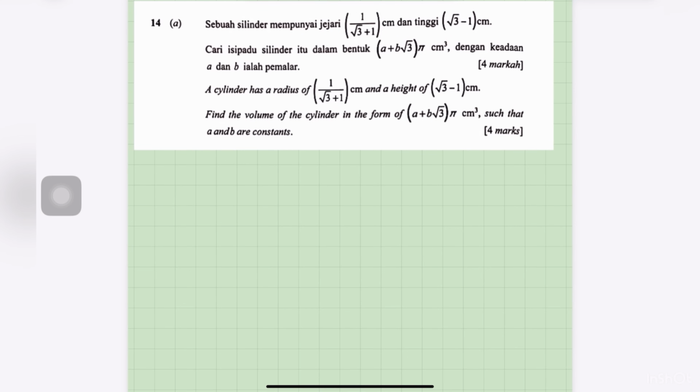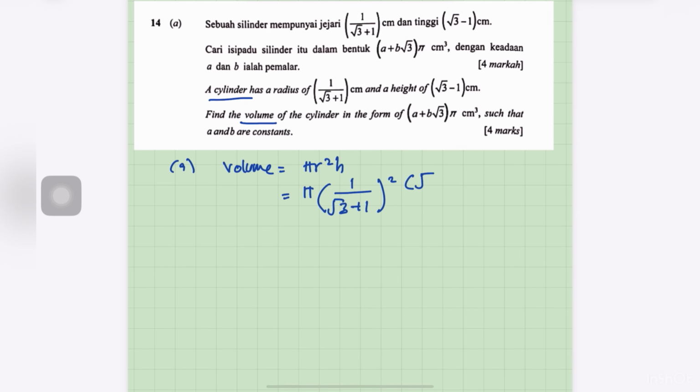Question number 14a. A cylinder has a radius of 1 over sec 3 plus 1 cm and a height of sec 3 minus 1 cm. Find the volume of the cylinder in the form of a plus b sec 3 pi cm cube such that a and b are constant. Okay, so now given here is a cylinder and we are going to find the volume. So volume of cylinder is pi r squared h. So we just substitute the radius given is 1 over sec 3 plus 1 squared and h is sec 3 minus 1. Okay, so here is pi 1 squared over sec 3 plus 1 squared, times sec 3 minus 1.